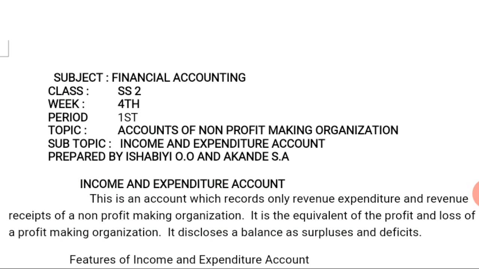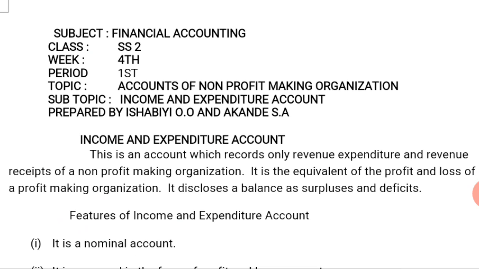You are welcome back to the CTY e-learning program. The subject still remains financial accounting. This is for the senior secondary school two, and your tutor is still Mr. Ishabi Olawale Olakanmi. We are on the 4th week of the third term of this academic session, and the topic we are discussing is how to prepare the accounts of non-profit making organizations.